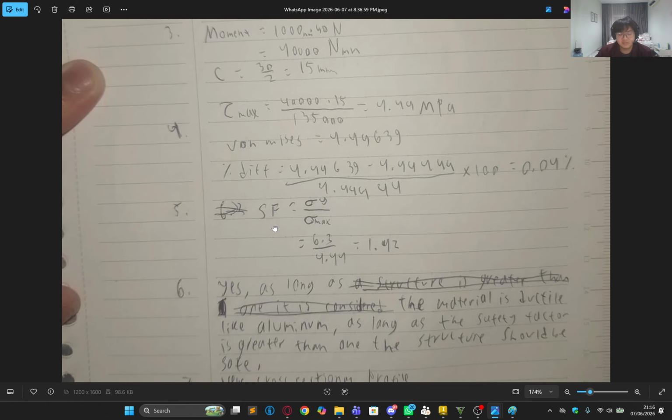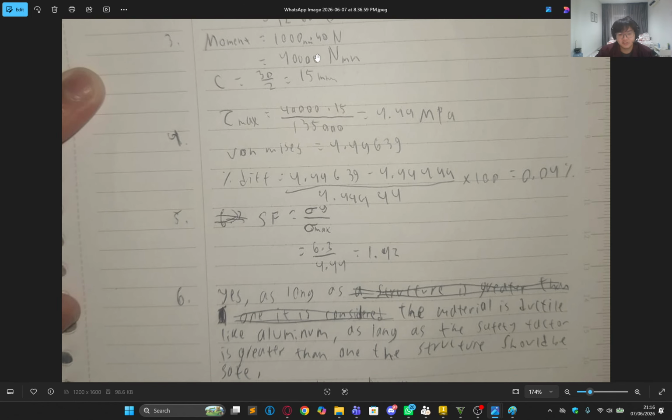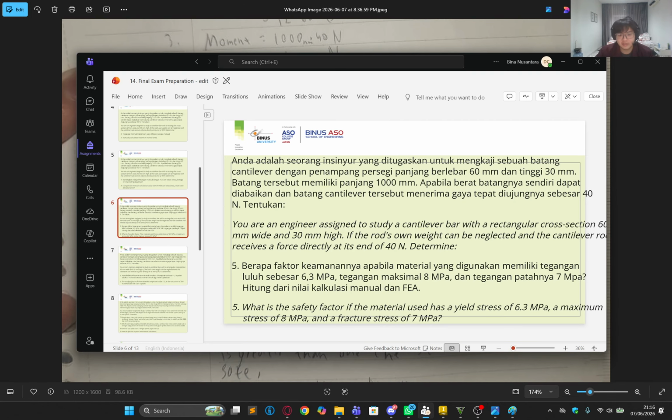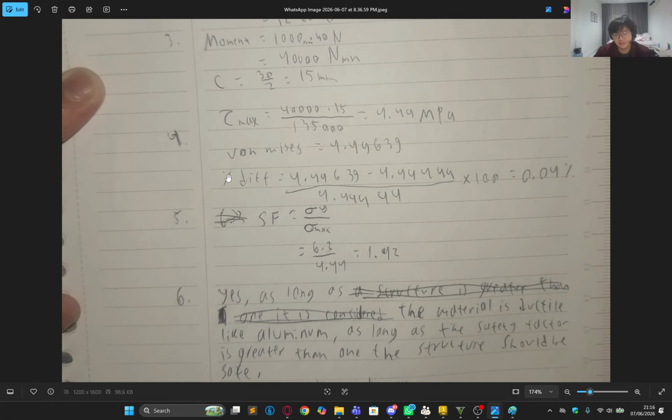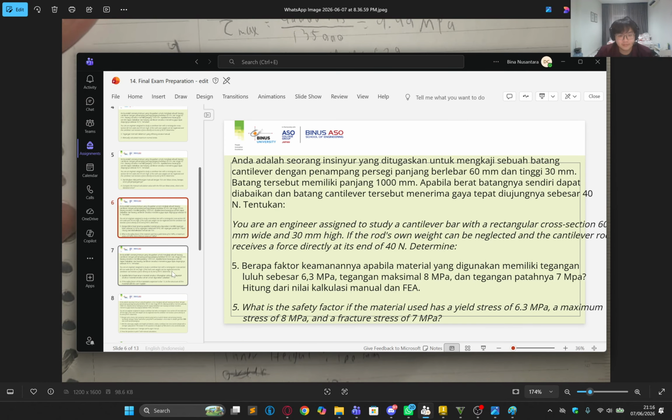So the safety factor is equal to the yield stress divided by the max stress. So that we calculated before. This is the structural stress, different than the material stress, the material maximum stress of 8 megapascals. No, we use 6.3 divided by 4.44, and we get 1.42. 4.44 is from the theoretical calculation, by the way, guys.